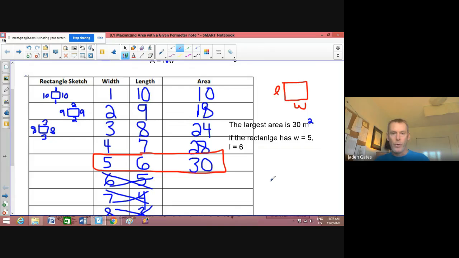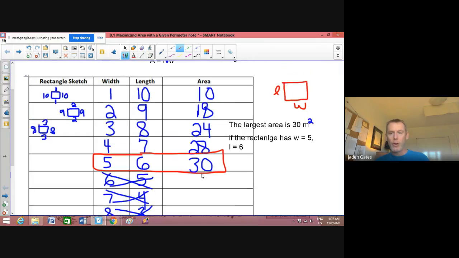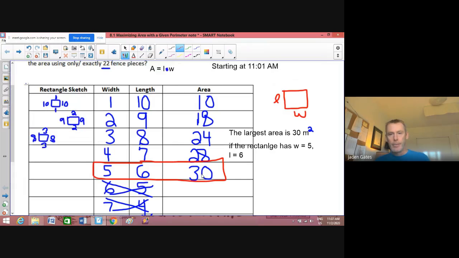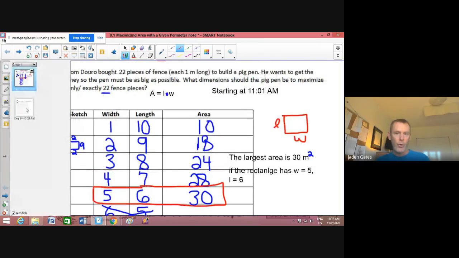There we go. So again, we had to do a few of them, follow the pattern, and complete the table so that we can figure out our largest area. All right, now I'm going to do another one of those, a little bit of a twist. Here we go.